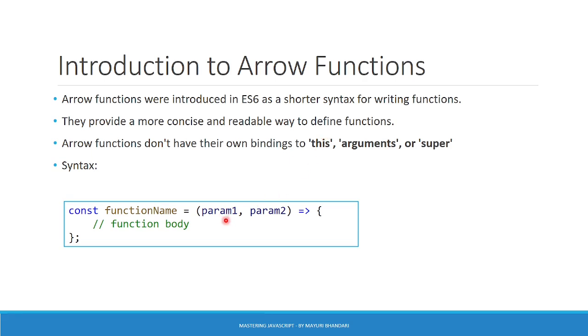The basic syntax of an arrow function looks like this. It is like a function expression but provides us a shorter syntax. So no need to write the function keyword, instead we use an arrow. One important point about arrow functions is they don't have their own bindings to the this keyword, arguments object and super keyword. Now let us move to VS Code and see how we can write a simple arrow function.